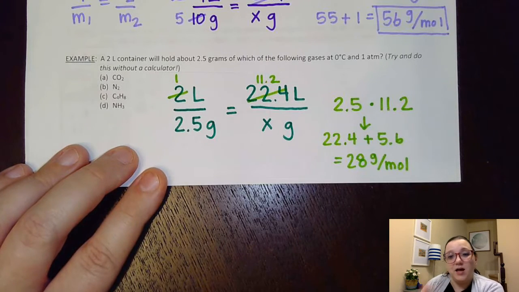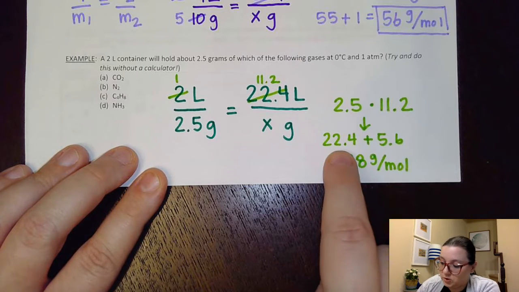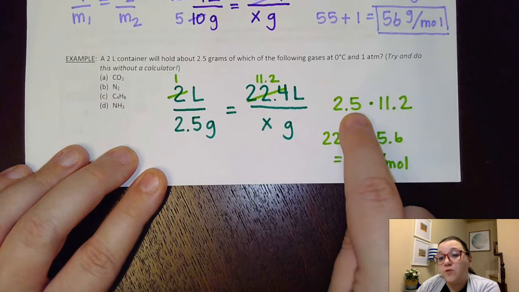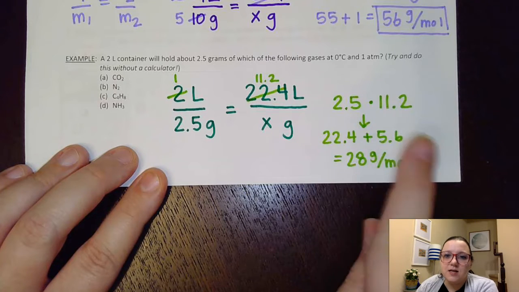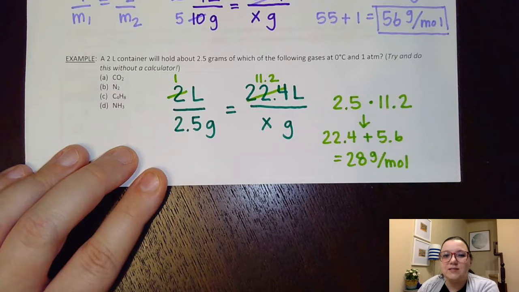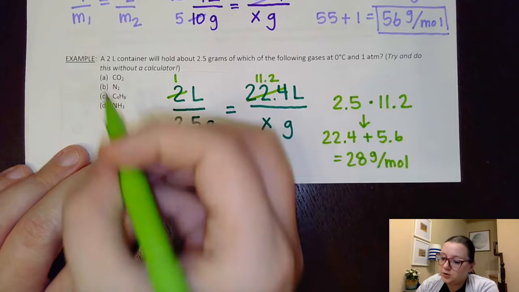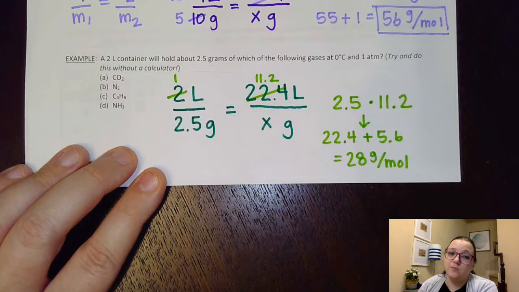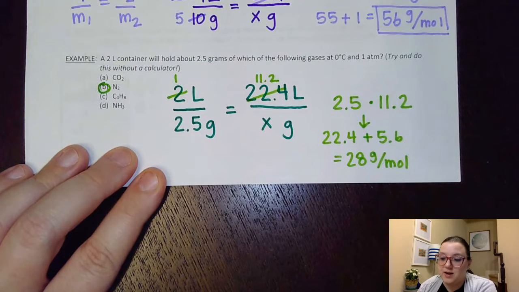So here's where, again, I broke down my math. I know that 2 times 11.2 is 22.4. And 0.5, or half of 11.2, would be 5.6. Then I simply added those two pieces together, and that gets me my molar mass of 28 grams per mole. Looking through these options, the only one that was remotely close to 28 grams per mole would have been the N2, or the nitrogen. So hopefully that's what you got when you did it.